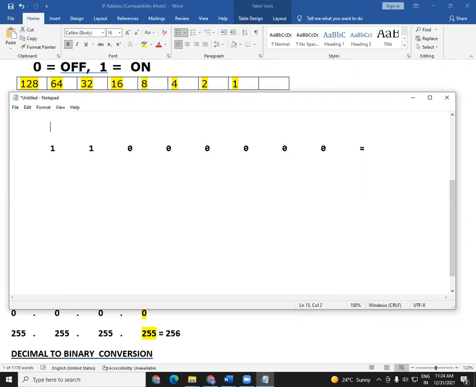Now, when you convert a binary number into a decimal number, you know every bit has a bit value. So this bit value is 128. This bit value is 64. This bit value is 32. This bit value is 16. This is 8. This is 4. This is 2. This is 1. Every bit has a bit value.